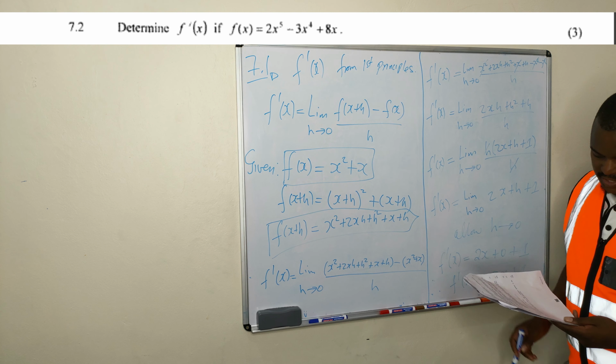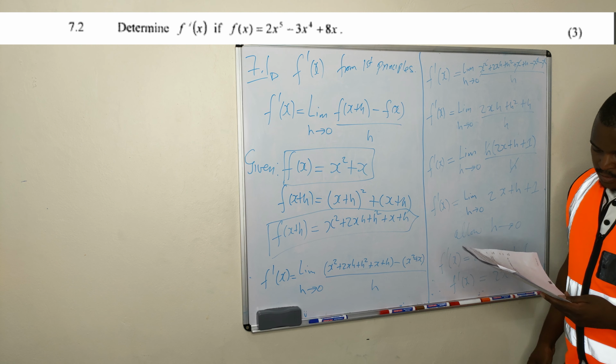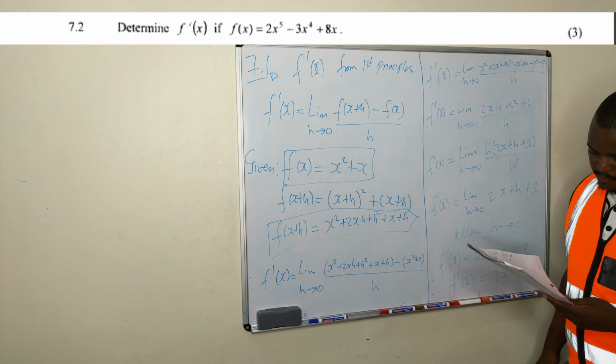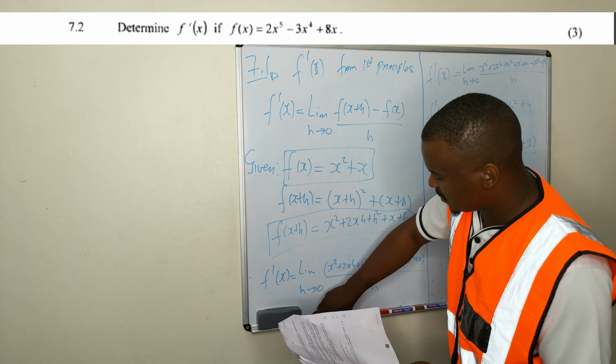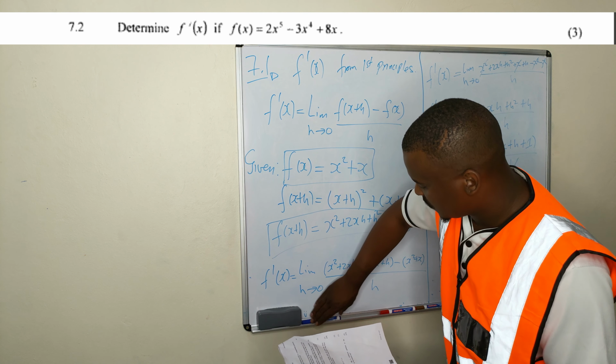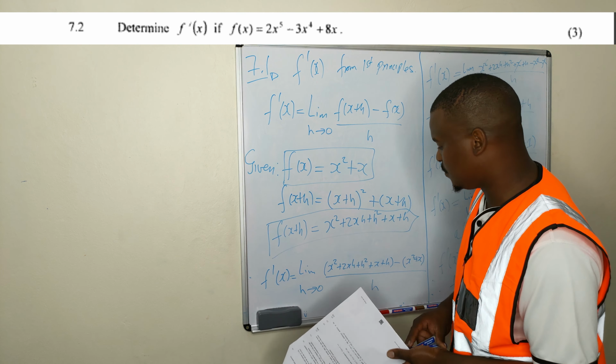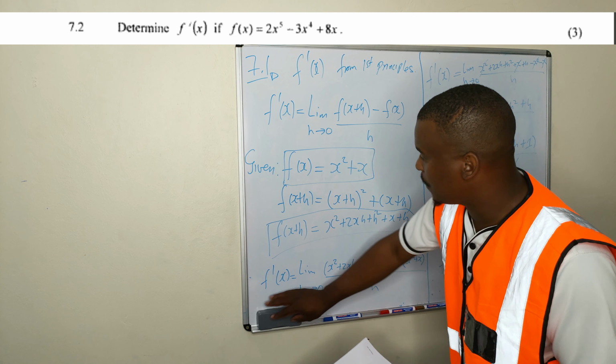Then we go to the next question. Determine f prime at x if f of x is equal to this. So they want you to find the derivative of f. You don't have to use first principles now. Let me clean the board.